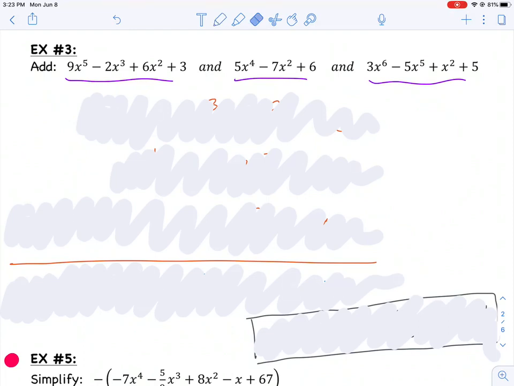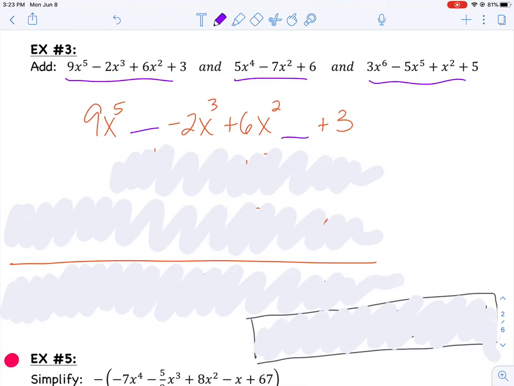So I'm going to take this first polynomial and write it with like terms in each column. I'm going to write my 9x to the 5th first. Do you notice that there's no x to the 4th? So I'm going to leave a little spot there. Then I have a -2x cubed. I have a 6x squared. You notice that there's no x term, so I'm going to leave a little spot for that one as well. And then I have a +3.